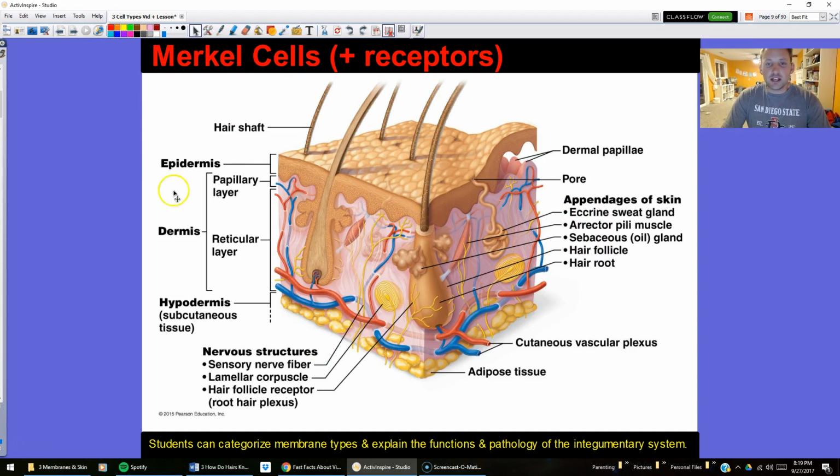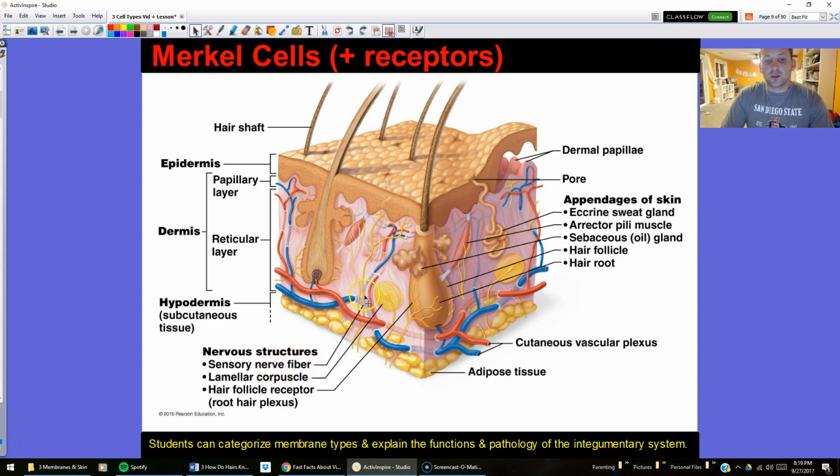So what we're focusing on here in this big diagram, eventually I want you guys to fill in this whole diagram. Right now we're focusing on the nervous structures. This is, I believe, a little bit different than your book. You might want to check. Sensory nerve fibers right here are these small little axons that are going up into those Merkel cells.